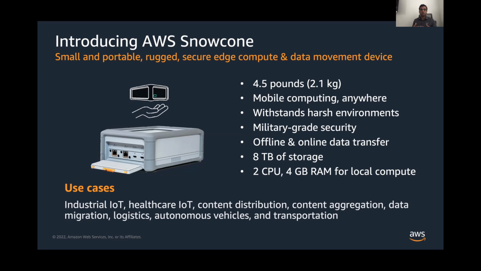It has two CPUs and 4 gigabytes of RAM available for edge compute applications. For example, if you're familiar with existing AWS EC2 instances, two T2 micro instances or medium instances can be run on these devices to perform some lightweight local processing.